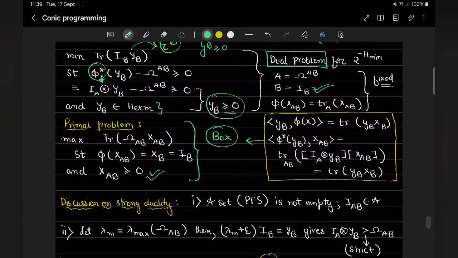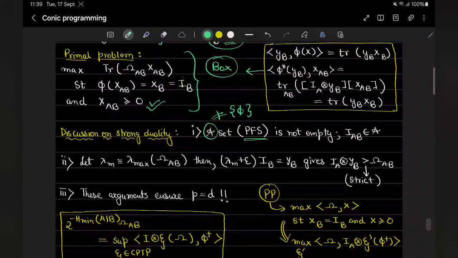So I have a primal problem, I have a dual problem, and it is easy to see that the primal feasible set is not empty because IAB belongs to the set. So if you take IAB as X, then what you can see is that IAB, identity on AB space, is such that if you trace out the A part, it is identity on B, and identity on AB is always positive semi-definite. So my set A, which is the primal feasible set, is non-empty. It is not equal to the empty set.